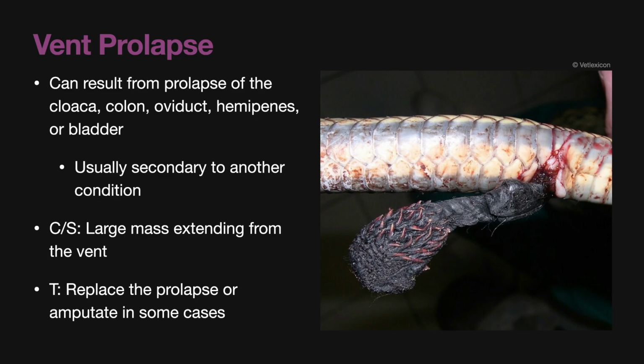Vent prolapse can result in prolapse of the cloaca, colon, oviduct, hemipenes, or bladder. It usually results secondary to another condition. In this condition, you will observe a large mass extending from the animal's vent. Treatment involves replacing the prolapse or amputating the mass in some cases.